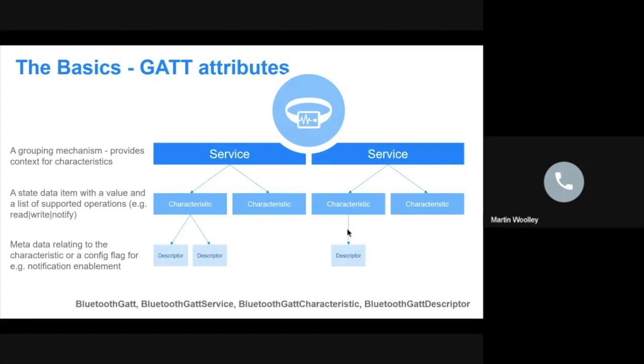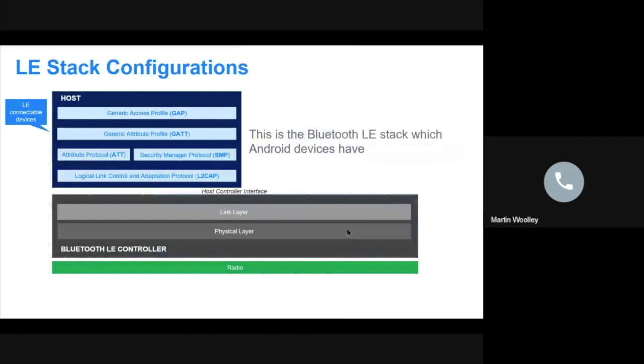GATT itself is a technical term. Should we have a look at my next slide? It comes from the Bluetooth stack. So the Bluetooth Low Energy stack on your Android device looks like this. It has two major component parts. The top blue box is called the host. It contains a bunch of layers of the protocol stack. And sitting underneath that, we have something called the controller, which is the grey box. And it also contains a couple of layers of the stack. And that all sits on top of the radio, which is a hardware component of your smartphone.